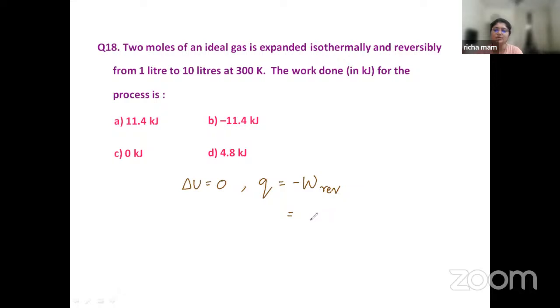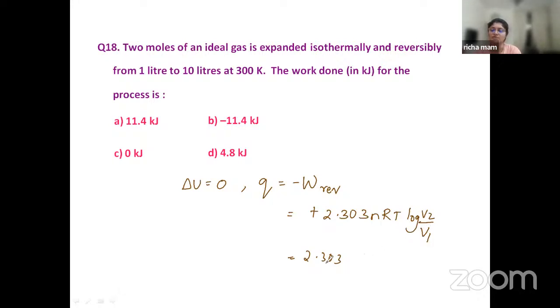So that will be equal to plus 2.303 T log of V2 over V1. So this is the formula. Now we will add the values. Work done is given like this: 2.303 nRT log of V2 over V1. So put in all the values of n, R, T, V2 and V1.